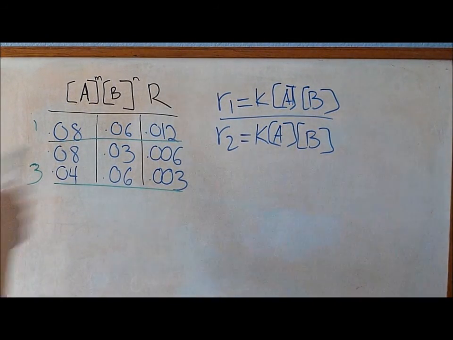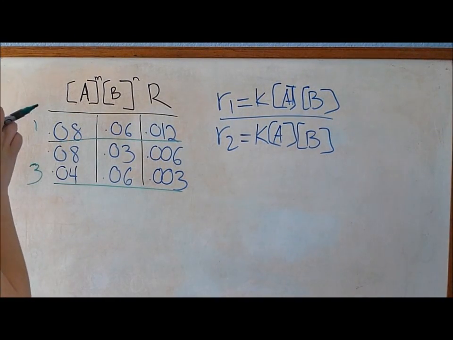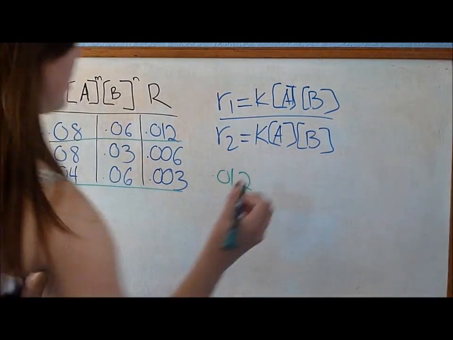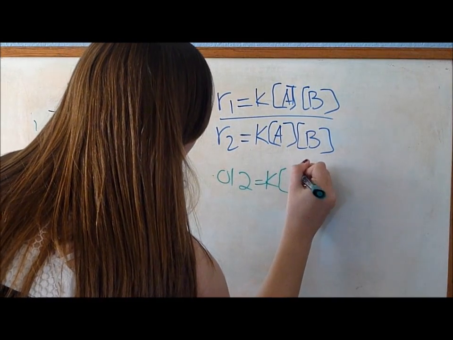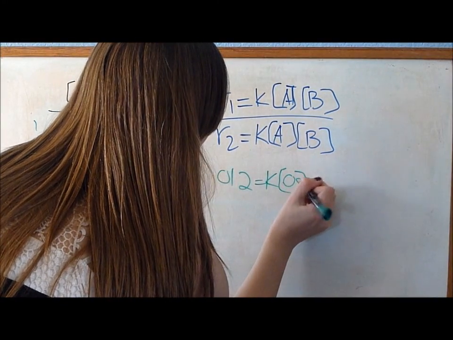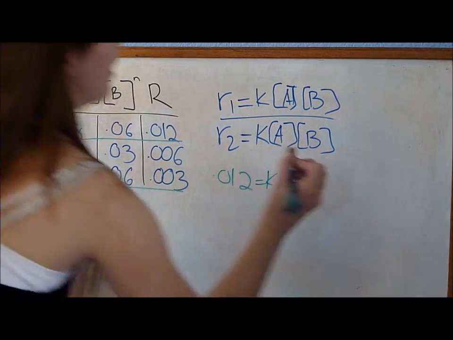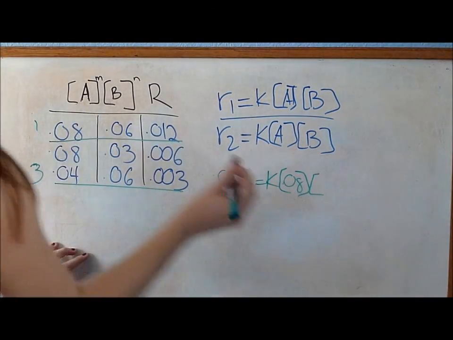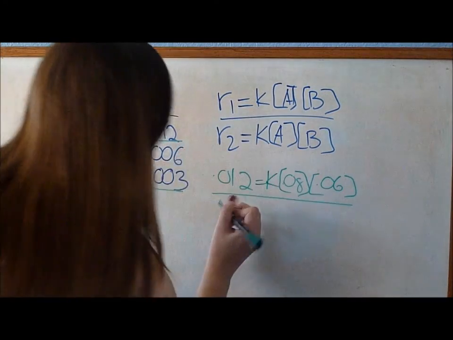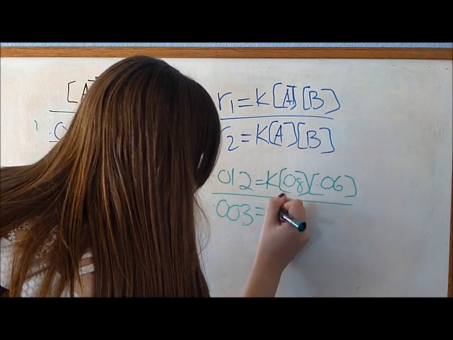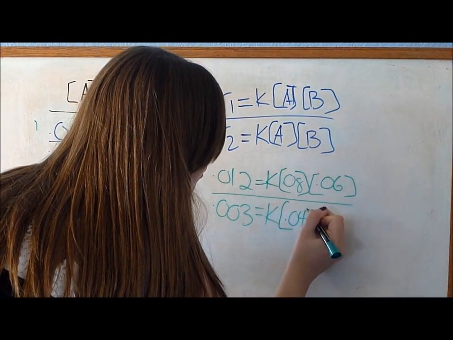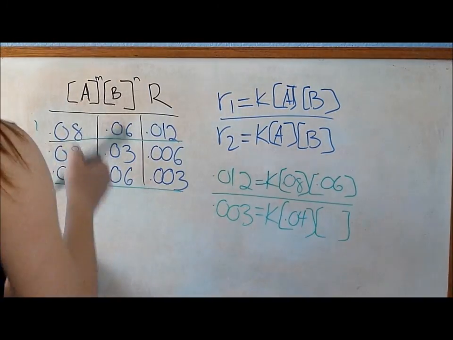So, now, for R1, we plug in the R for row 1, which is 0.012 equals K of concentration A, which would be 0.08, times the concentration of B, which is 0.06, all over R2, which is 0.003, equals K of concentration A, which is 0.04, times the concentration of B, which is 0.06.